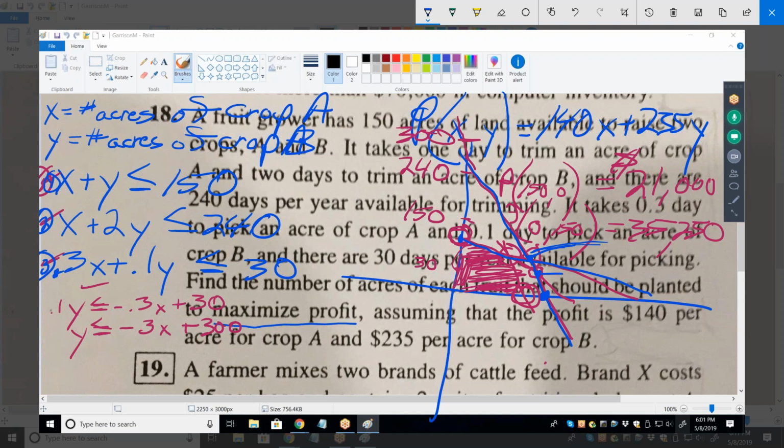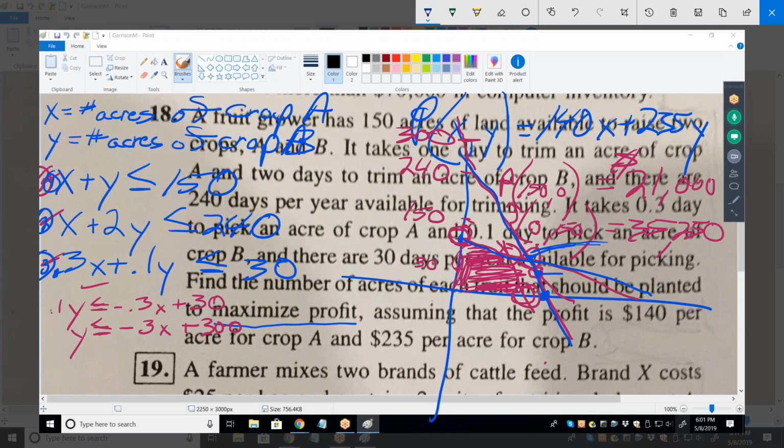You're finding the intersection value. You know how to find the intersection between two linear equations, and that'll give you an x and a y value. Plug both of those into your profit equation, and whichever one creates the most profit, that's your answer. And that's how you do all of these.